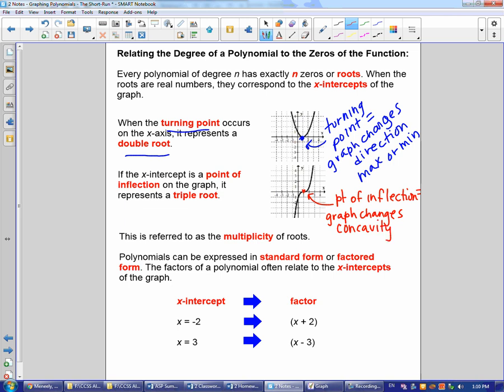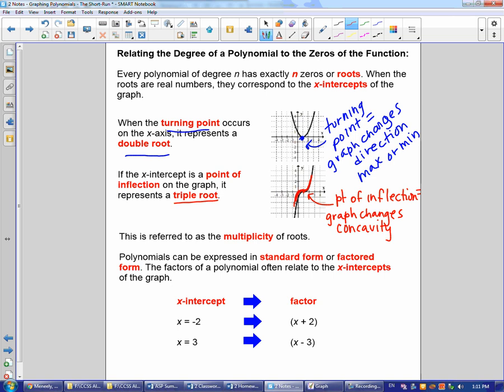So if you look at the beginning of this graph, on the left-hand side of that point, you can see how the graph is sort of curved down. That means the graph is concave down. But if you look on the other side, beyond the point, you can see that it changes concavity and suddenly it's concave up. So the point where the concavity changes is what we call a point of inflection. And if the point of inflection occurs on the x-axis, that means the x-intercept is a triple root. And so when we start writing it in factored form, we'll want to remember that. This is referred to as the multiplicity of roots.